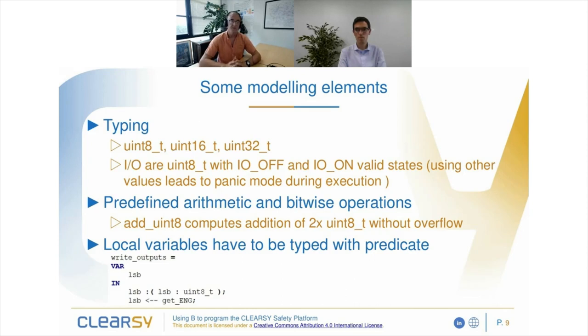So, for example, add unit 8 computes the addition of two unsigned 8-bit values without overflow. And one of the specifics of the language is when you have local variables, you need to type them with a predicate. Yeah, it's the function write outputs. The local variable is LSB, and we just say, so it has no effect, just to provide some information to the code generator, that LSB is unsigned and coded on 8 bits.